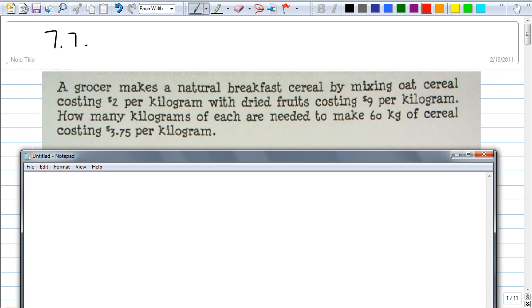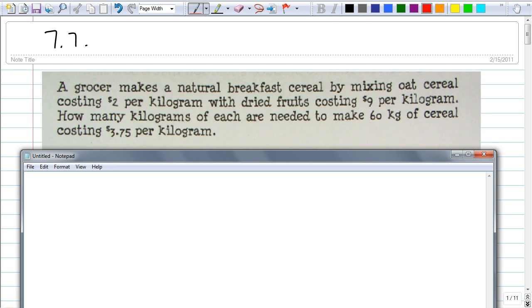Is it possible to make this so that the cereal will be less than $2 per kilogram? Is that possible? Yes? No, it's not, because just putting the cereal by itself would already be $2 per kilogram. So you cannot make this price less than that. But you can make it between 2 to 9, right? They want it so that it's $3.75. Do you understand what's going on?